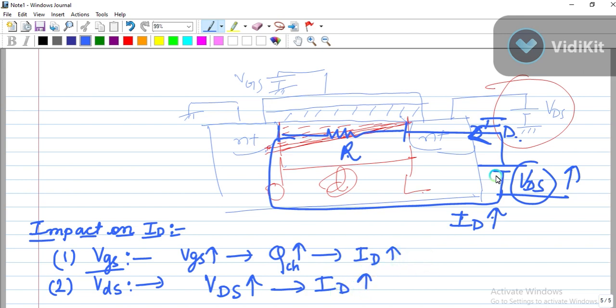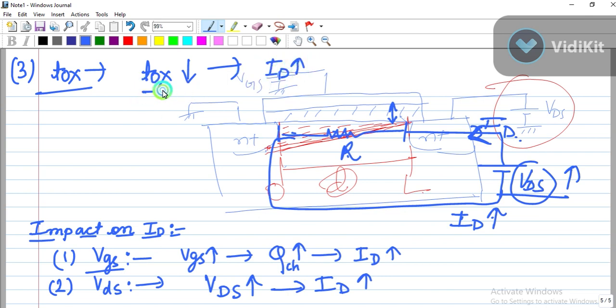Now the third, I'm writing on top: TOX. TOX is the thickness of this oxide layer. If TOX reduces, then more charge carriers will come into the channel, so ID will increase. So TOX decreases, then ID will increase.